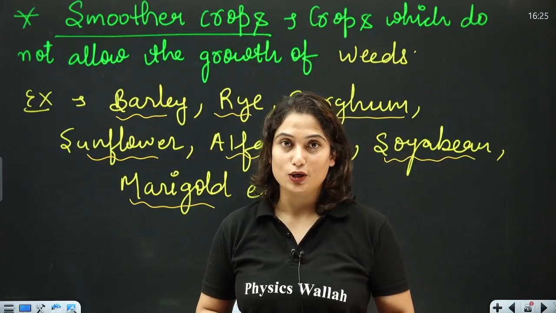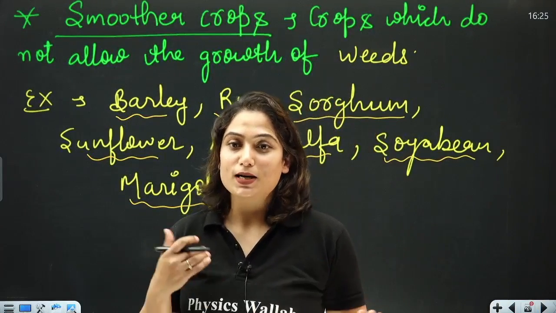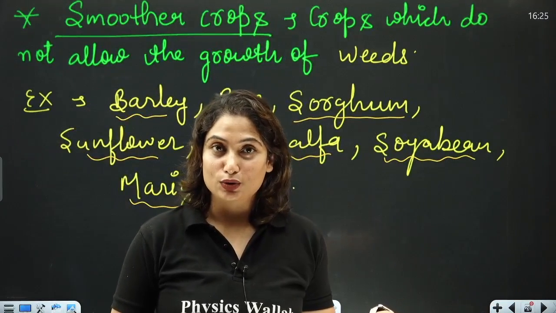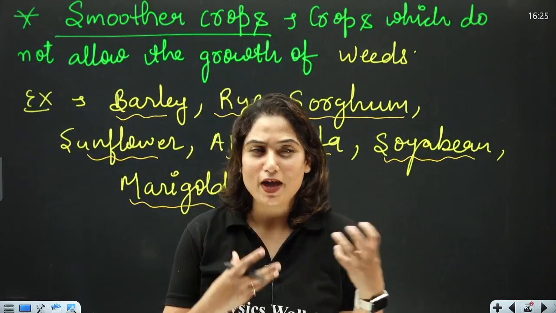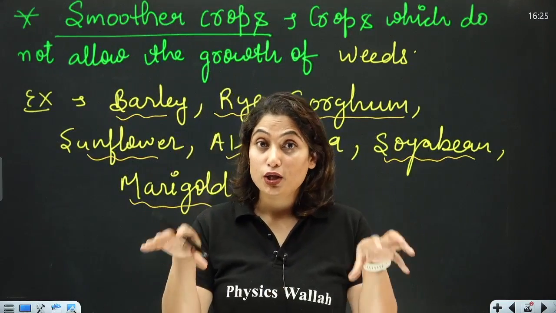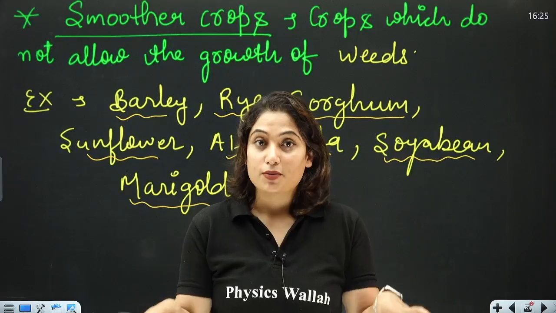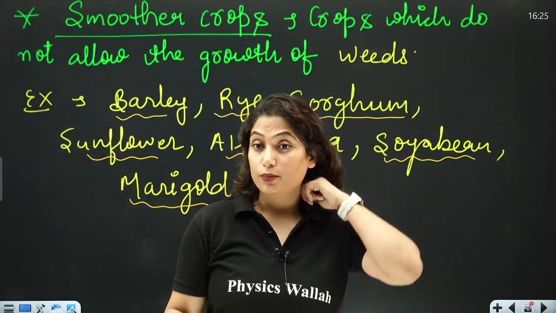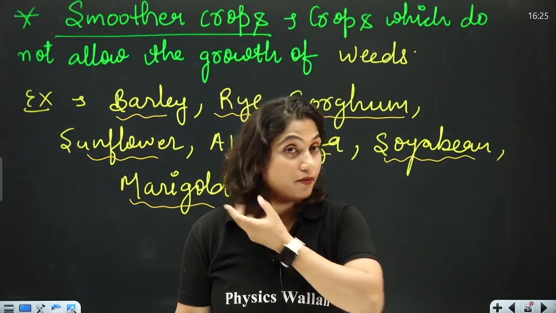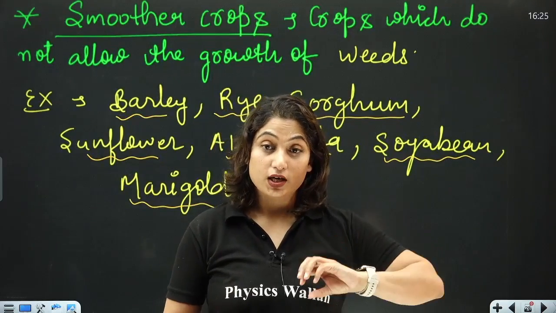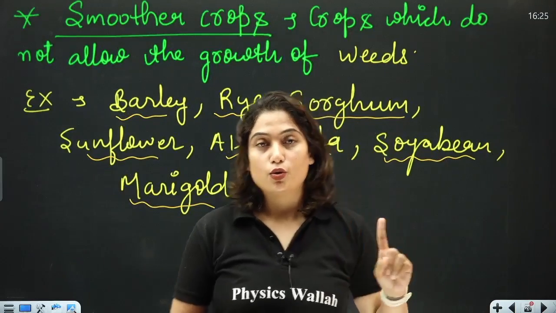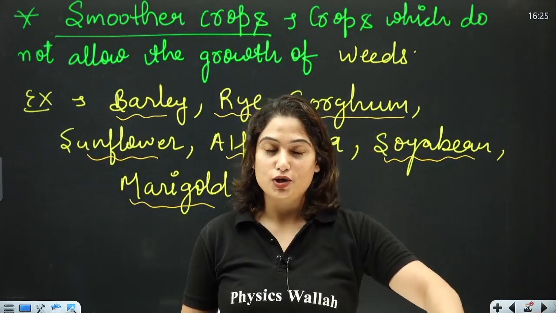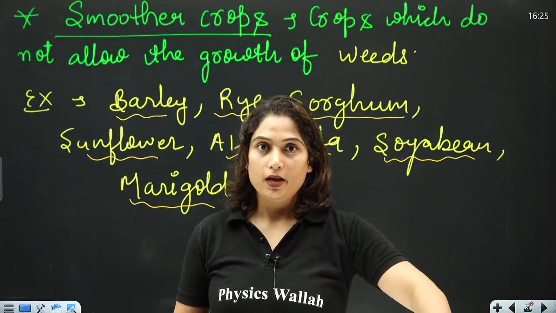Now what are smother crops? Smother crops are those crops which do not allow the growth of unwanted plants. They are so efficient that if those crops are present in the farmer's land, they will not allow the unwanted plants to grow. So if I am growing wheat in my farm, then in the next season I should grow a smother crop. And then after that season, I should again sow my wheat plant.